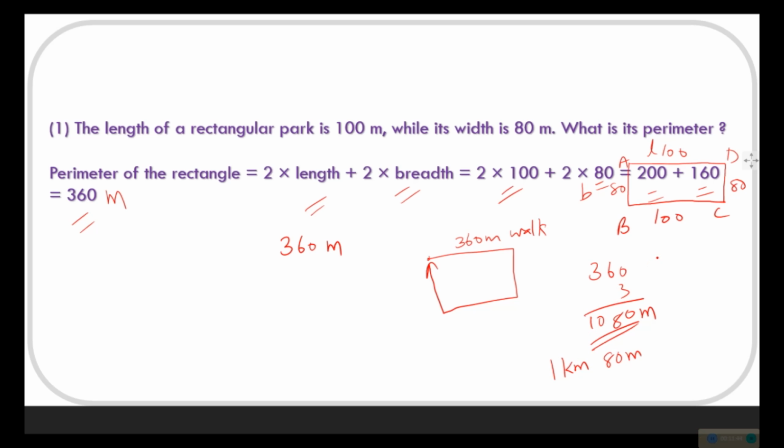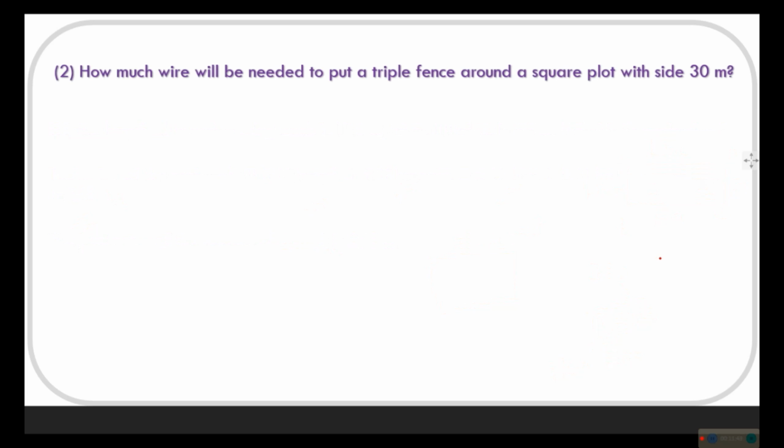Some practical approach. Okay, let me go ahead. How much will be needed to put a triple fence? Triple fence around a square plot with side 30 meter. Understood? So something special it is.